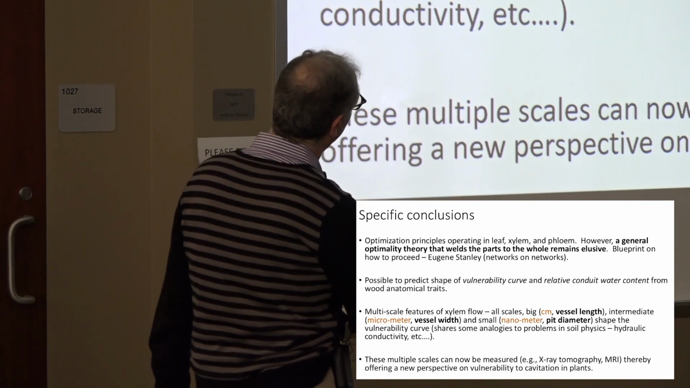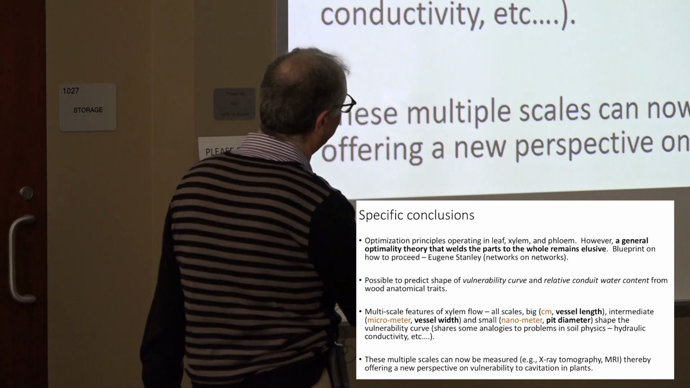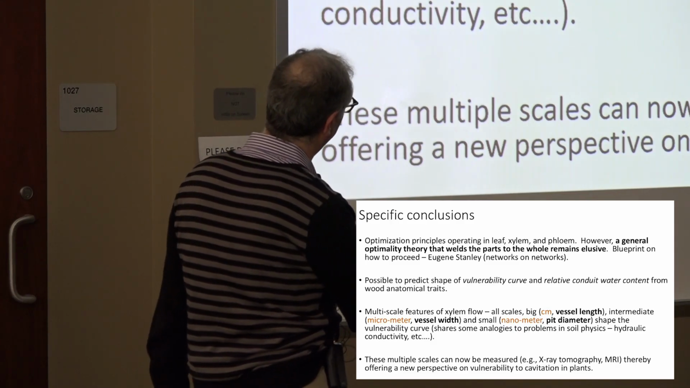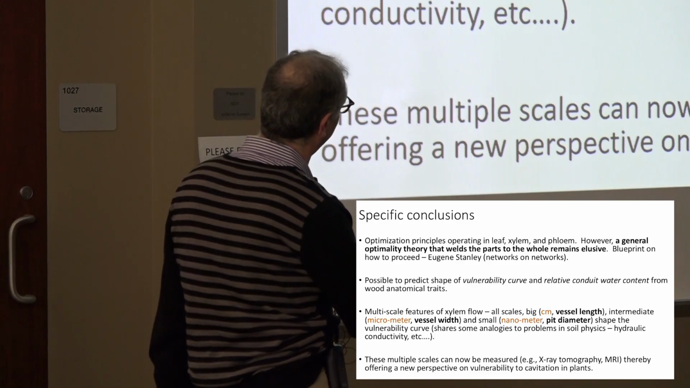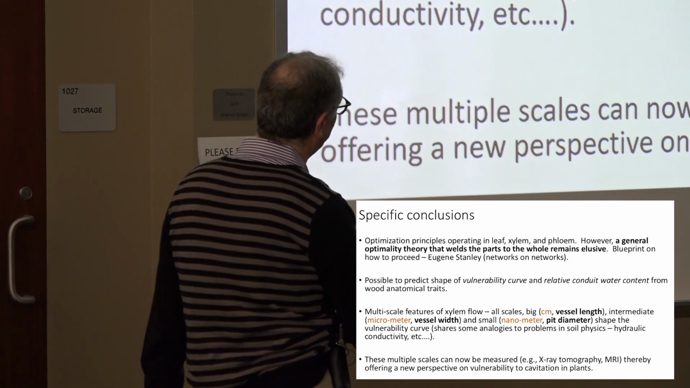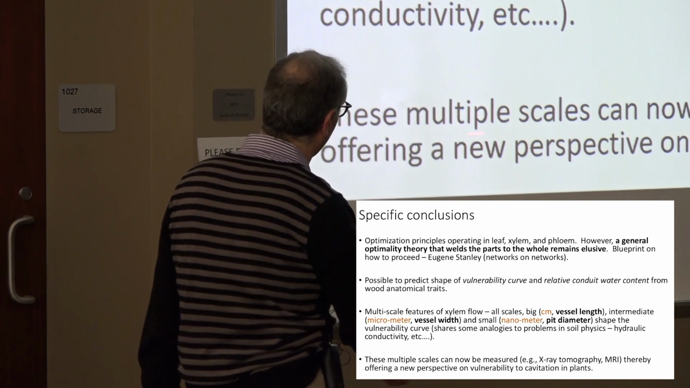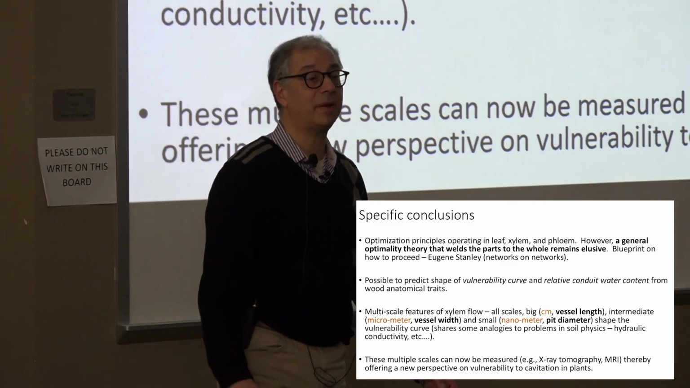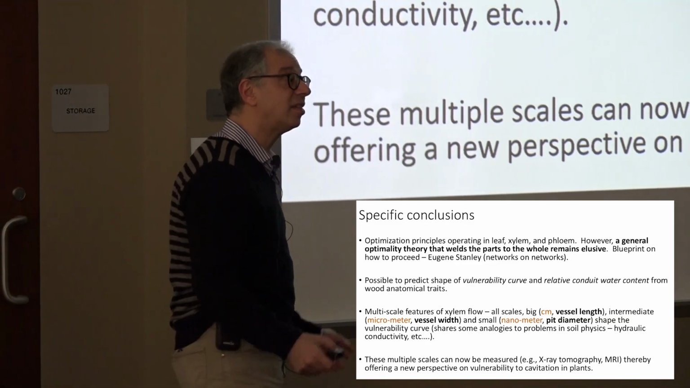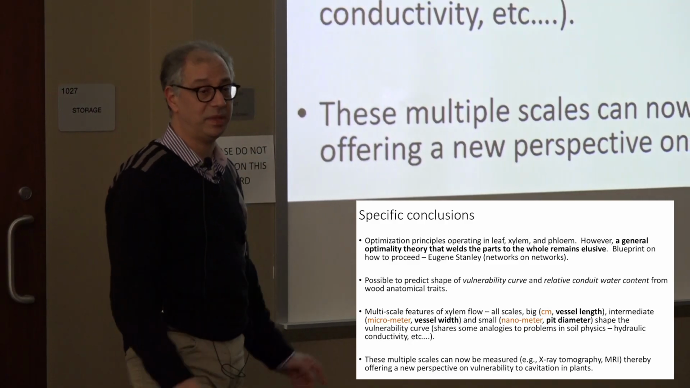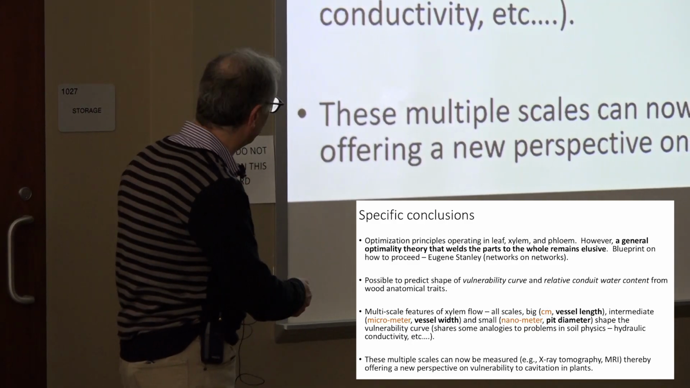We have also shown that it is possible to predict the shape of the vulnerability curve and relative water conduit content from wood anatomical traits. This is very much like a soil physics problem, but it requires more multi-scale processes. And now we are at a phase where we can image a lot of these multi-scale processes. So X-ray tomography, MRI, etc., are now allowing us to see, in unprecedented resolution, the vessel network in the trees, and perhaps, therefore, enabling new theories to be developed to tackle water movement in the trees.